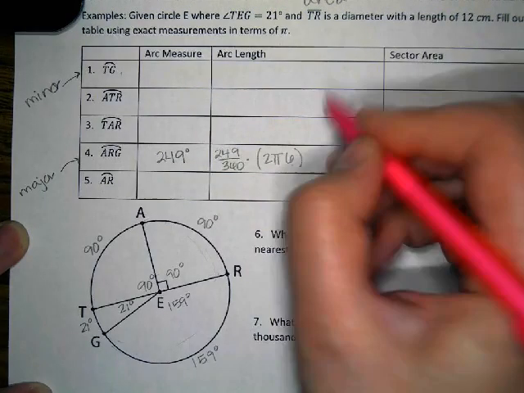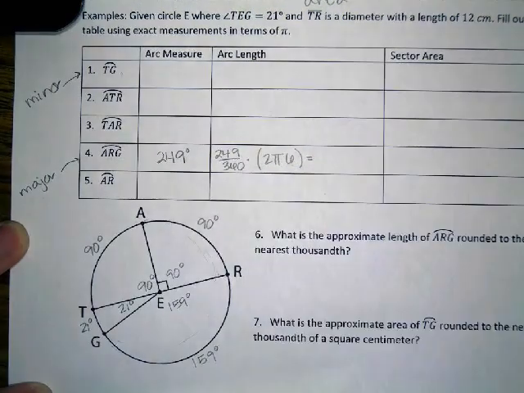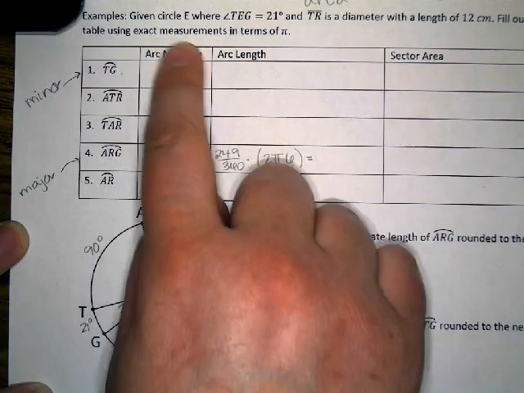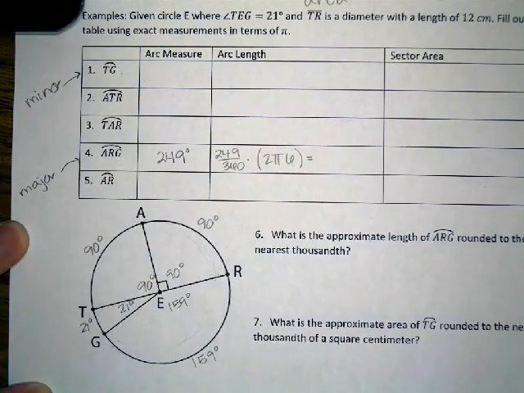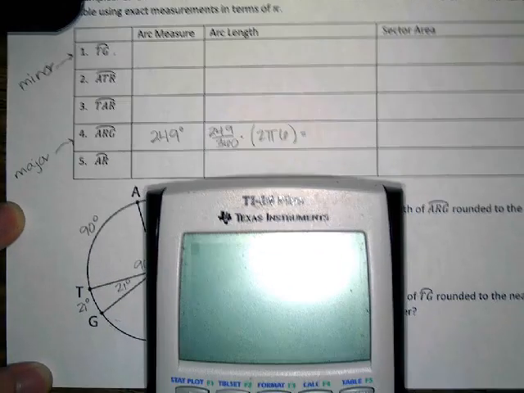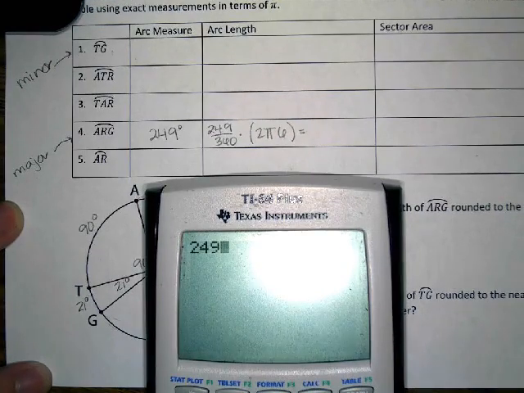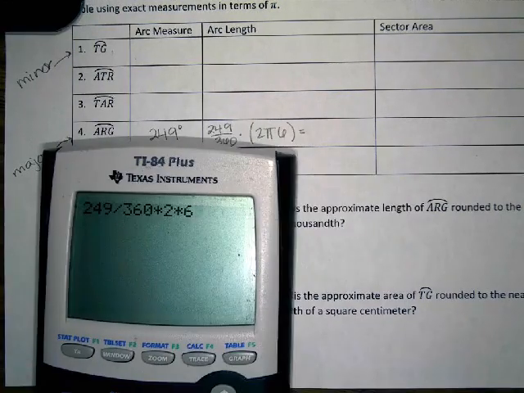And then when we type this into our calculator, they told us in the problem to fill out the table using exact measurements in terms of pi, which means that if we're writing pi on our paper, we should not be plugging it into the calculator. So we're going to type in 249 divided by 360 times the 2 times the 6. I'm not typing in the pi. And if you guys multiply all of that, what do you get?